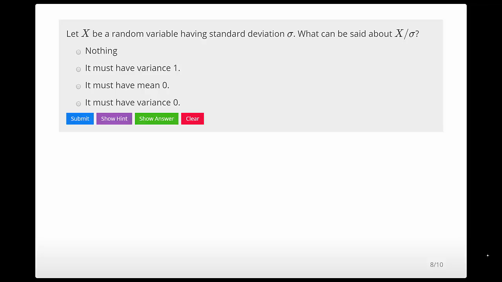Okay, only a couple left. Let x be a random variable having standard deviation sigma. What can be said about x over sigma? And so we have some things to rule out. Well, nothing. It must have variance 1. It must have mean 0. It must have variance 0.